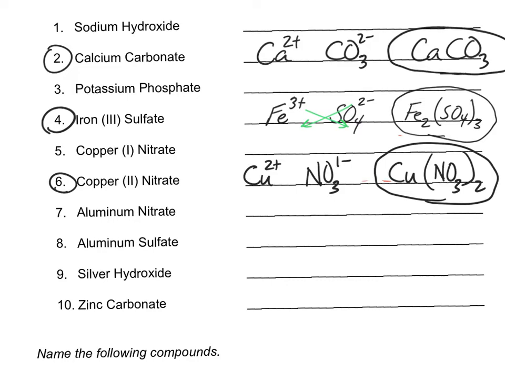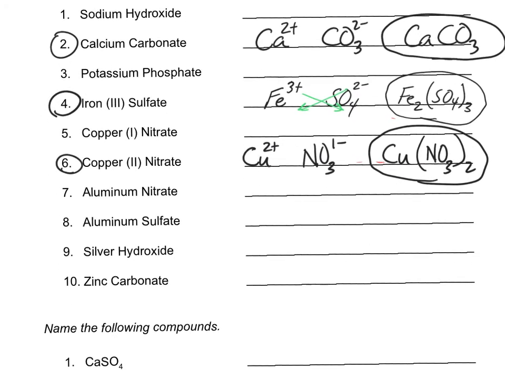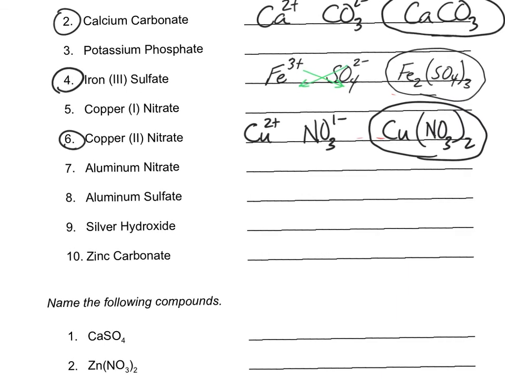Okay, how about one more? All right, let's go with aluminum sulfate. Aluminum has a 3 plus charge. How do you know? You go to the periodic table, and you should realize that aluminum would ionize with a 3 plus charge. What about sulfate? Again, go to that handout that I gave you. You'll find that sulfate has a 2 minus charge.